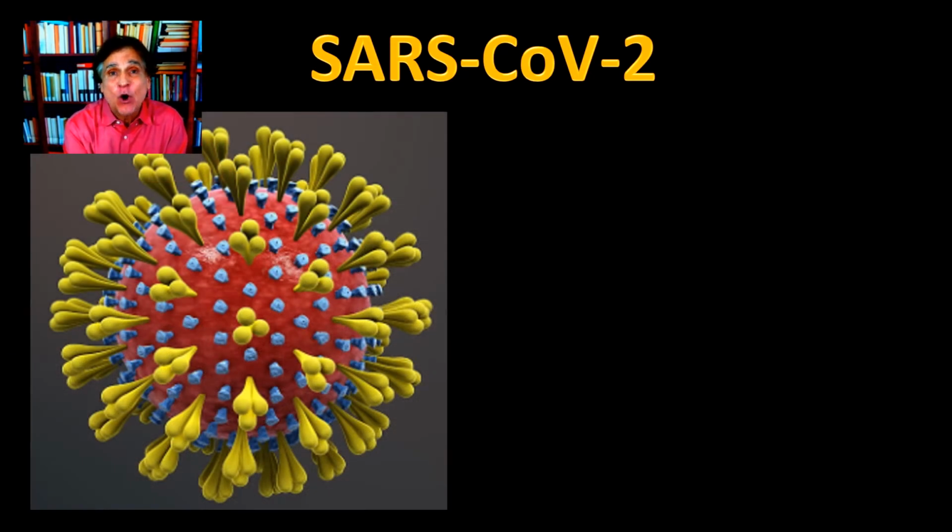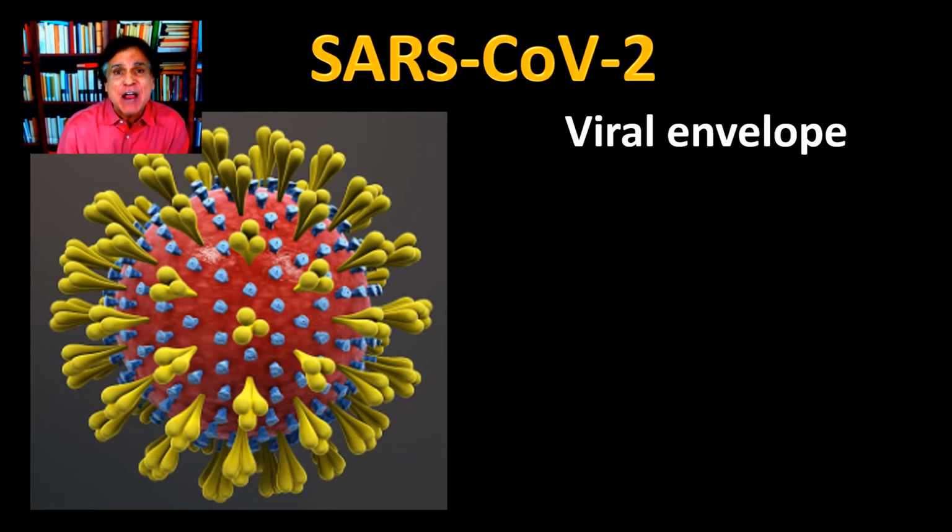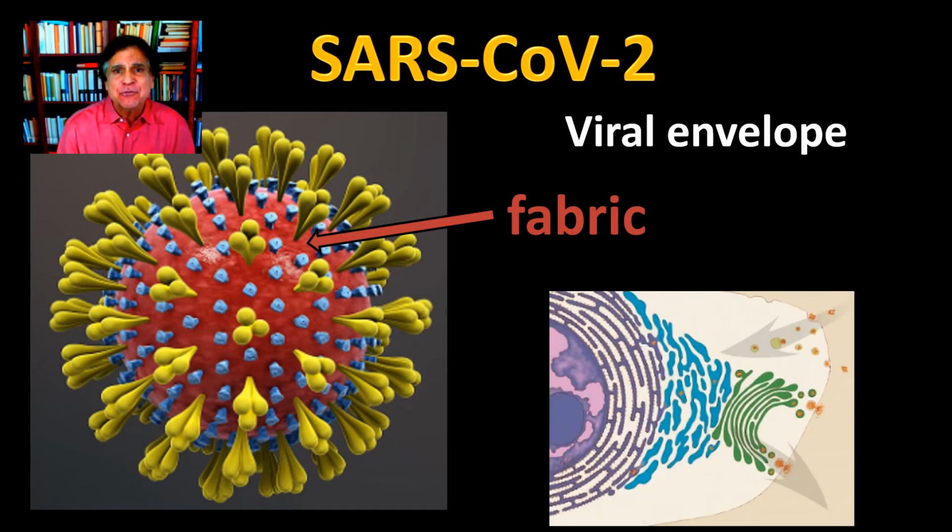Let's look now at the structure of SARS-CoV-2. We'll start on the exterior. The outermost part of the virus is called the viral envelope. And this envelope is made of two parts. The first part is really the fabric of the envelope, and the fabric itself is a lipid membrane. You may be familiar with lipid membrane. Those are the type of membranes that we have in cells.